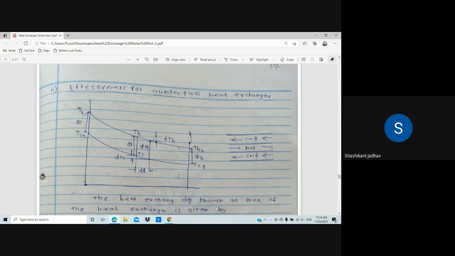Okay, so the direction of the hot fluid and cold fluid is opposite. Okay, so as we know, the heat exchange dq through an area of the heat exchanger is given by, so we are considering one small elemental area. How to calculate the heat exchange for it? So for that particular small elemental area we have to write down the equation for the dq.